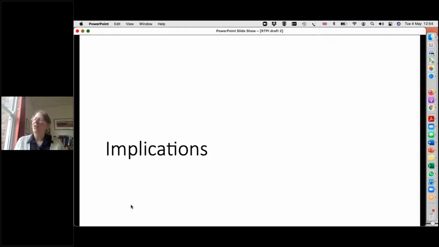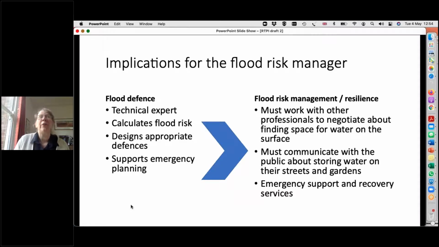Okay, so moving on then to what are the implications of these changing approaches. So firstly, for the flood risk manager, and I guess this is where a lot of my research is focusing. In the past, they've been very much technical experts. They tend to have been trained in engineering. They calculate flood risk and they do appropriate modelling and designs, and they also support the emergency planning process. So that's been the sort of approach under a flood defence perspective.